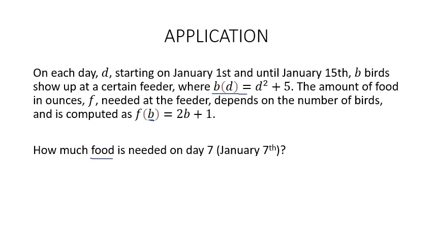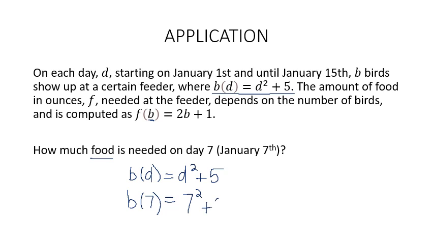So this function b of d is equal to d squared plus 5 tells us how many birds there are, depending on what the day is. So b of d is equal to d squared plus 5 is how we will find the number of birds. On day 7, where d is equal to 7, we can plug a 7 in there. We get 7 squared plus 5, which is equal to 54. So that is not the amount of food we need, that's the number of birds. So 54 birds on January the 7th.